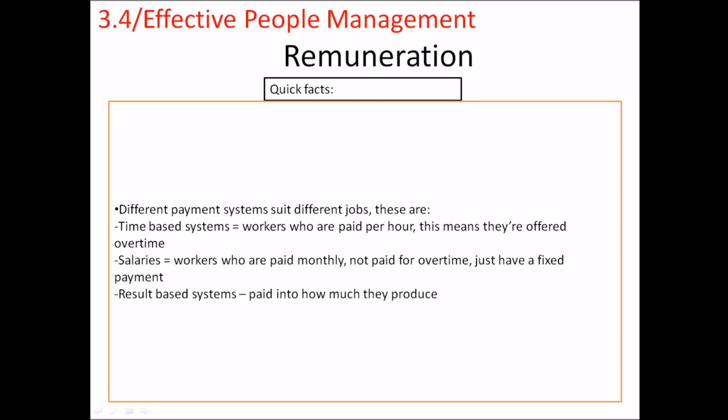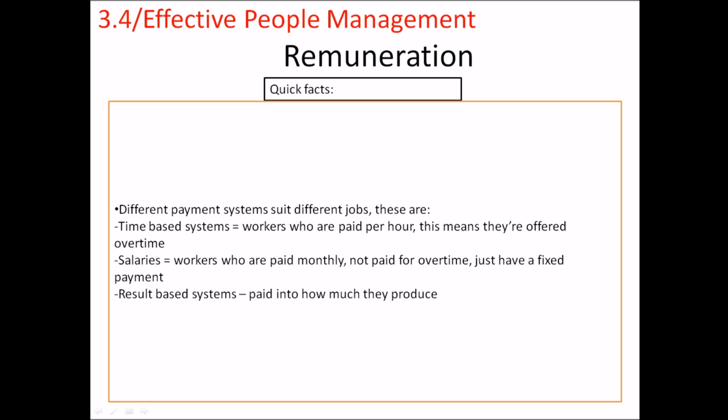Then we've got remuneration, and this is basically the different payment systems we have. So we have a time-based system, and this is basically a wage. The amount of hours you work is the amount of money you earn. You can also do overtime. So if you wanted to earn a little bit extra, you could do overtime, and that'll give you money.